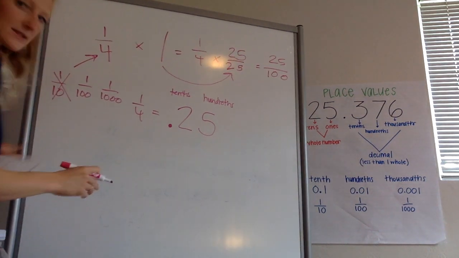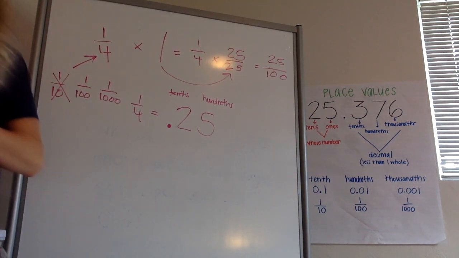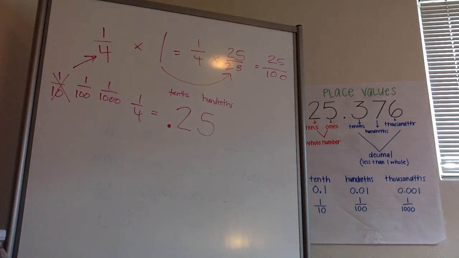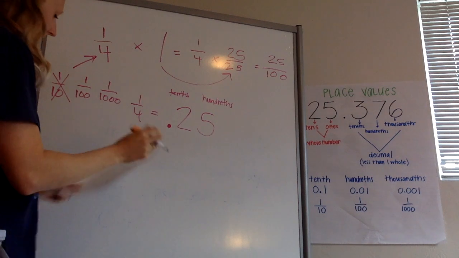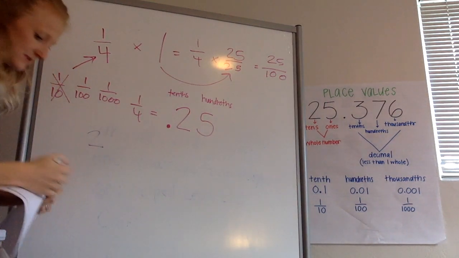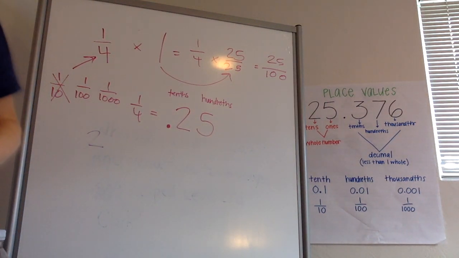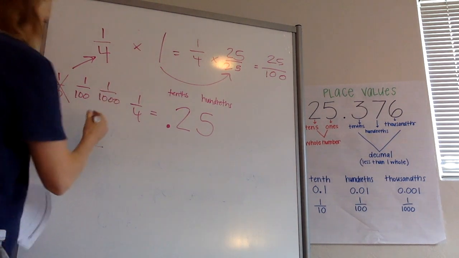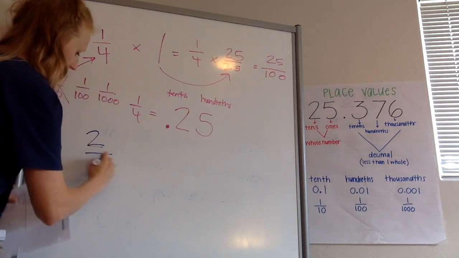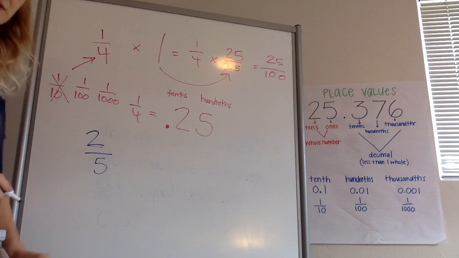I'm going to switch colors so you can see it a little bit better. Let's do purple. Okay. Let's say we're starting with 2. Ooh, that one doesn't work very well. How about blue? That's better. Okay, we're starting with 2/5.